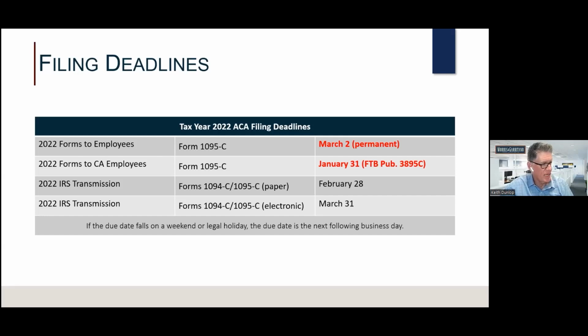Also here on this slide, we have the transmission deadline. If you're filing paper, which nobody in this room is doing, but if you're still doing paper, you have until the 28th of February to get that information to the IRS. Transmission electronically, that deadline is March 31st. But since you're using Employee Navigator, it all gets done at the same time.